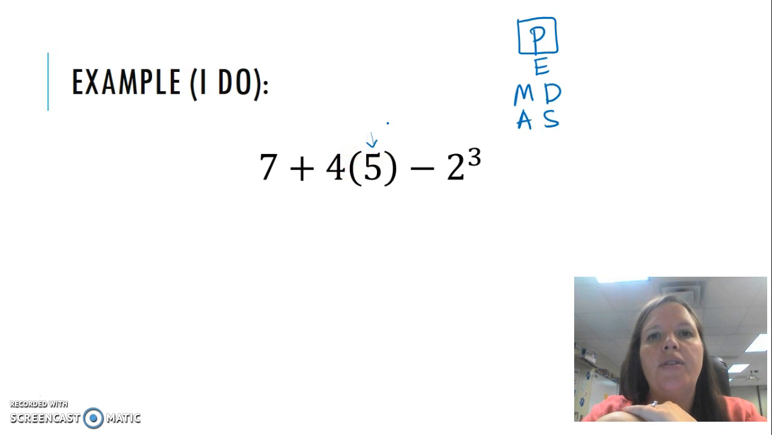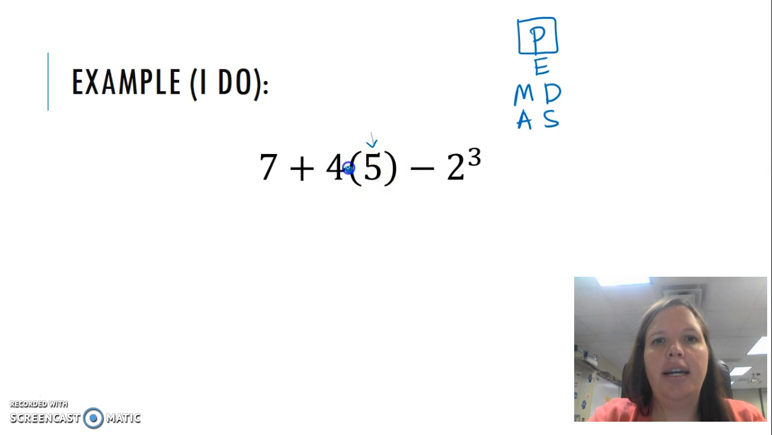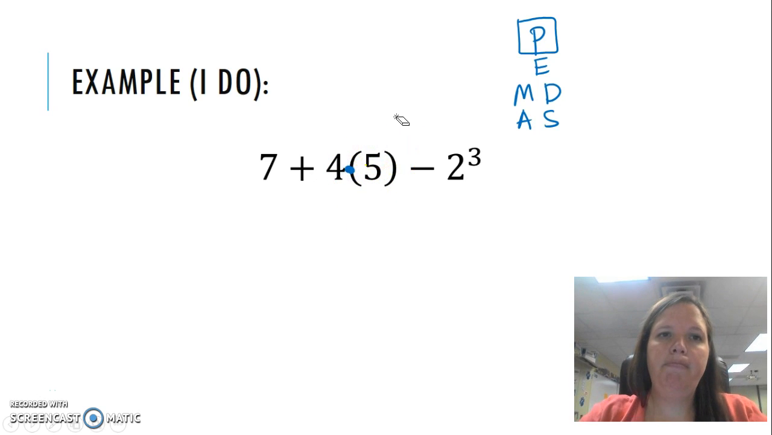Now, are these parentheses grouping something together, or are they showing multiplication? The answer in this case is that there's only a 5 inside the parentheses. So this parentheses is actually only showing multiplication, and I'm just going to add the symbol in there. So if I look at parentheses and I don't see anything grouped together, I don't see any brackets, then I'm going to go ahead and mark this off.